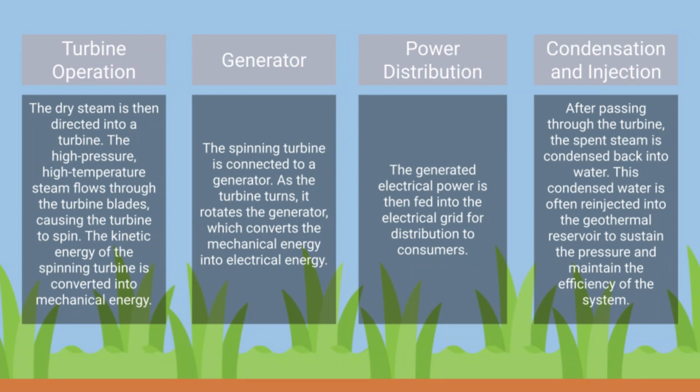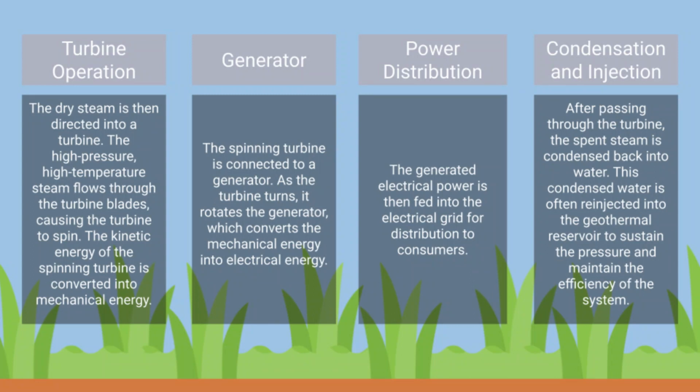Next, the generator. Because of the spinning turbine, it is connected to the generator. As the turbine turns, it converts the mechanical energy into electrical energy. Next, the power distribution. After we get the electrical energy, the power is distributed to the consumer.